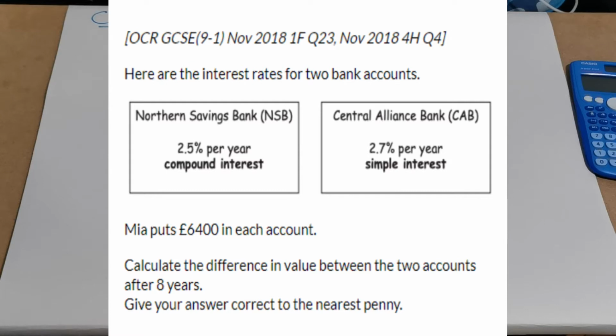Now, Northern Savings Bank offer 2.5% per year compound interest, and the Central Alliance Bank offer 2.7% a year simple interest. Now Mia puts £6,400 in each account. Calculate the difference in value between the two accounts after 8 years. Give your answer correct to the nearest penny.